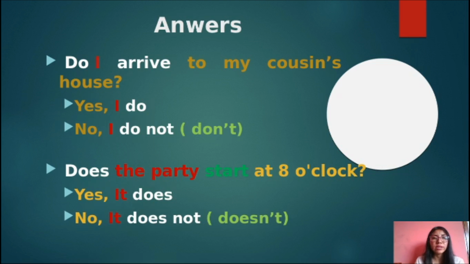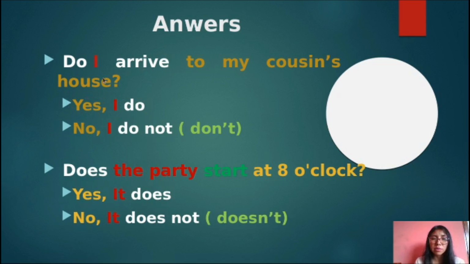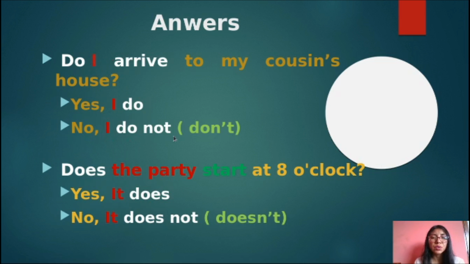Okay, pay attention. Do I arrive to my cousin's house? How do you answer? Remember, that is a yes/no question. For this reason, you have yes and no. You are going to use the subject and you are going to use the auxiliary. Okay, if you are going to answer in a positive way, yes, I do, because in this case I have the subject I. Or no, I do not, or the contraction don't. No, I do not, or no, I don't.